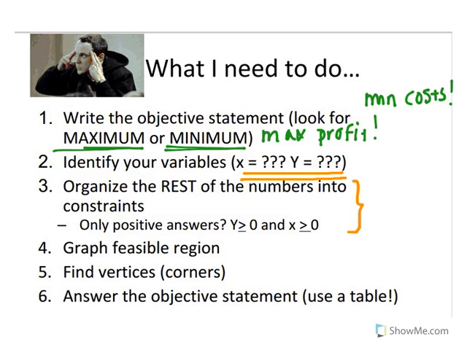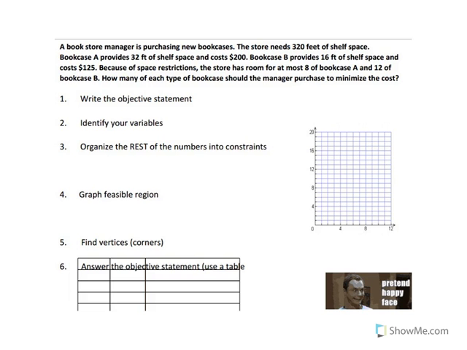If I have a situation where I need only positive answers, then I have to make sure that I include y is greater than or equal to 0, and x is greater than or equal to 0. And from yesterday, we've already done the last three: graphing feasible regions, finding the vertices of the corners, and answering the objective statement by using a table. So stop the recording right now and read the question.